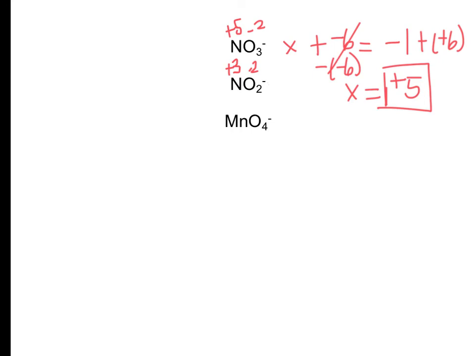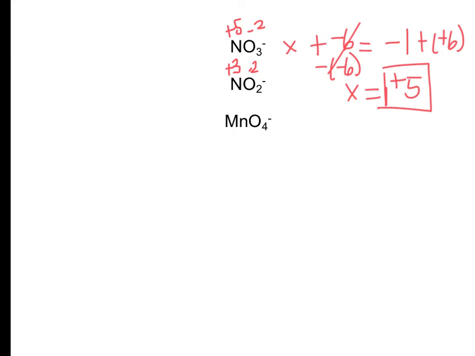Notice here that this is an example showing you that in the compound NO3, nitrogen was plus 5, but in this example, nitrogen was plus 3. So some of them could have different or multiple oxidation states, depending on what it's combined with.